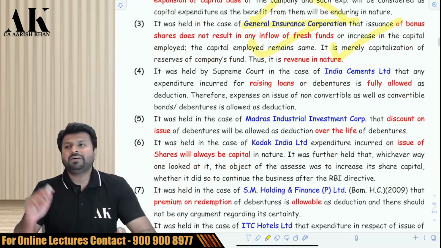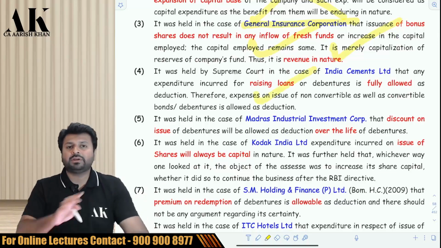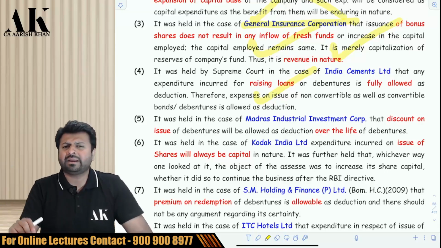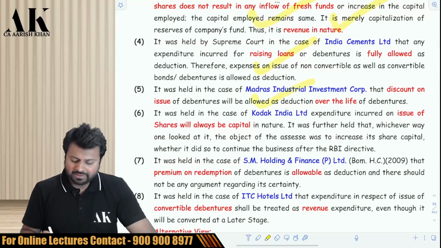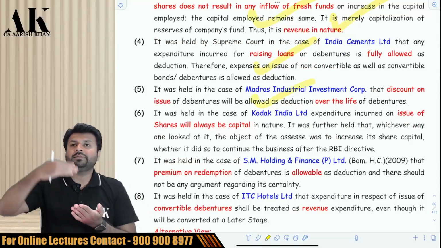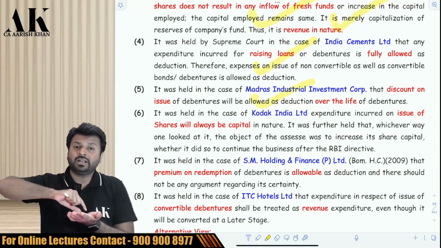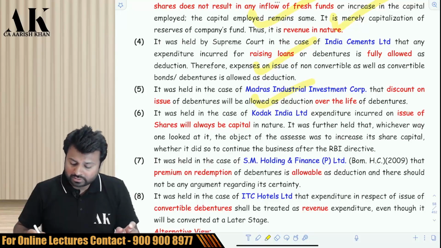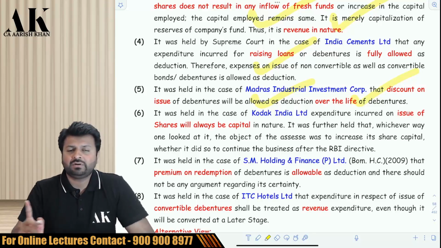Fourth, if I am raising money through a loan and incurring some expenses for that, it shall be allowed as deduction because loans do not form part of the permanent capital of the business. Next, if I am issuing debentures at a discount, suppose the debenture value is 15 crore and I am issuing at 12 crore, so 3 crore is discount. Will I get the deduction of the discount? The court has said yes, but over the life of the debenture, not in 1 year. Suppose the life of the debenture is 15 years, it will be apportioned over 15 years.